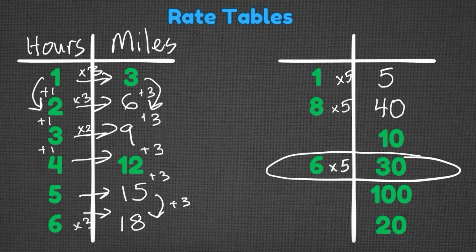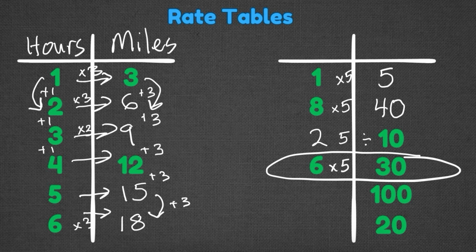Now for this one, when I go down to the third number, the 10, I'm going to need to think to myself, what is 10 divided by 5? Because I'm going backwards.